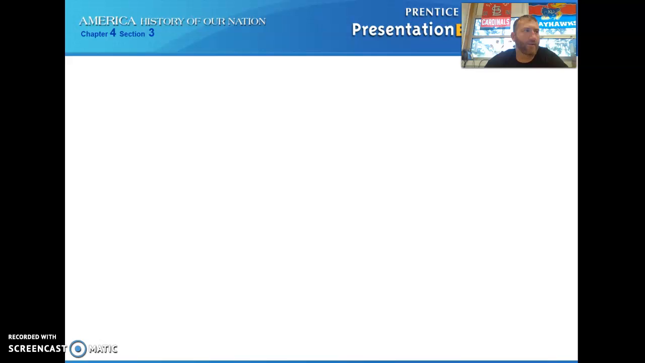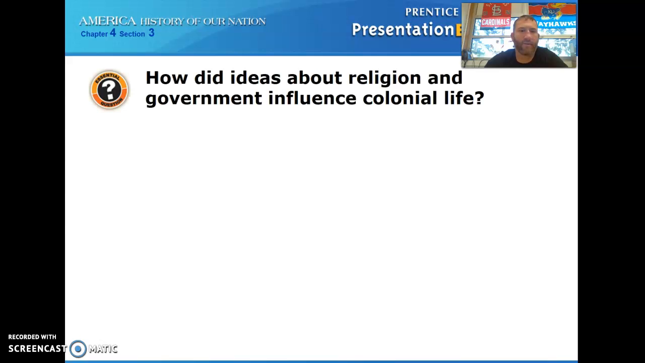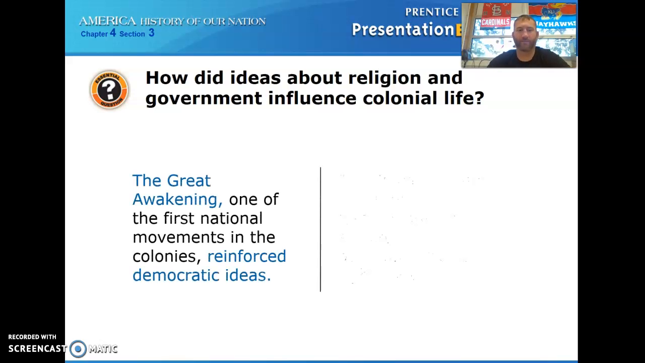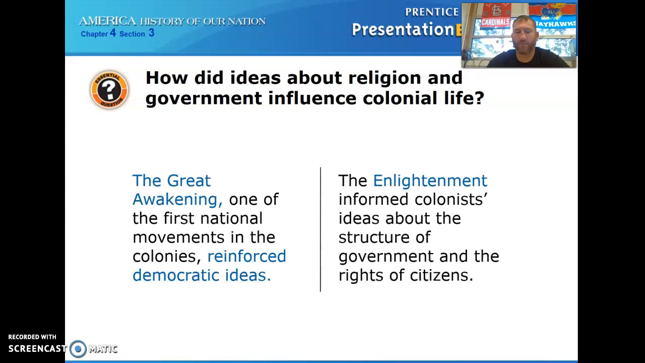All right, now we're going to go to Chapter 4, Section 4. How did ideas about religion and government influence colonial life? Well, the Great Awakening, one of the first national movements in colonies, reinforced democratic ideas, and the Enlightenment informed colonists' ideas about the structure of government and the rights of citizens.